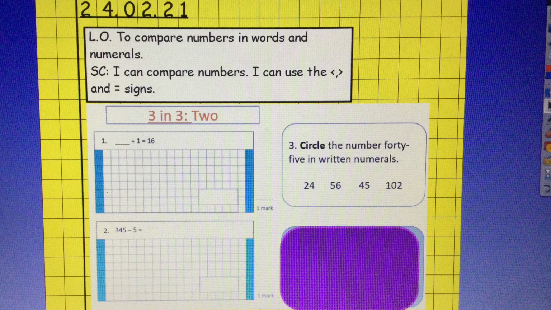We've got our 3 in 3 first, so you're going to need to grab a 3-minute timer. I will read the questions to you once and then you can pause the video and start the timer. Number 1, blank add 1 equals 16. Number 2, 345 take away 5 equals. Number 3, circle the number written in numerals. I cannot tell you the number as that will give the answer away. Pause the video now and start your timer.